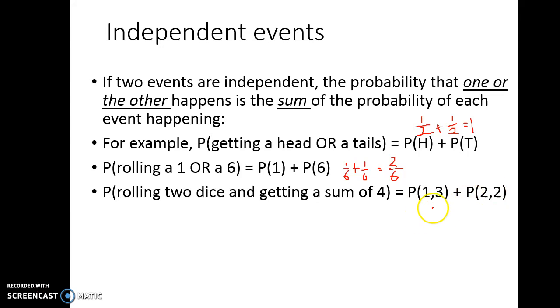In this case, there's only 2 ways, and we could calculate each one of these as being 1/6 times 1/6, and here also 1/6 times 1/6, because there's a 1/6 chance that you would get a 1 and a 1/6 chance that you get a 3.